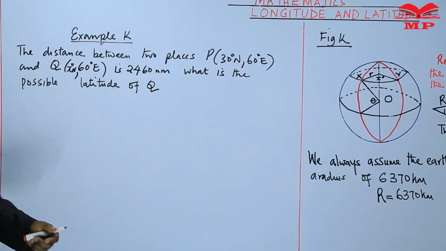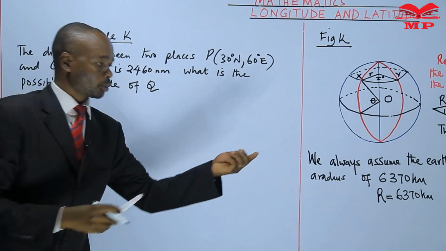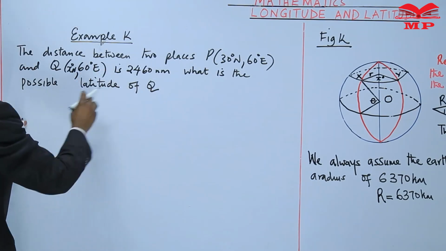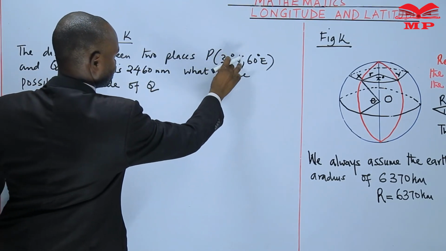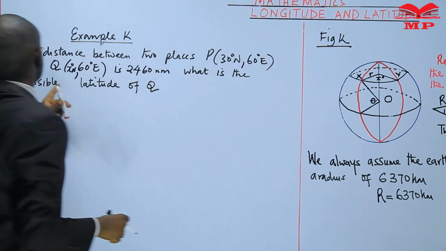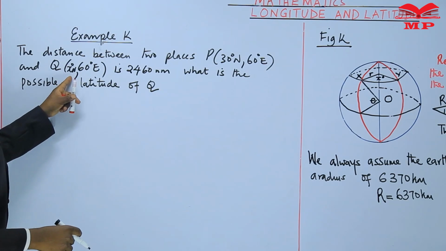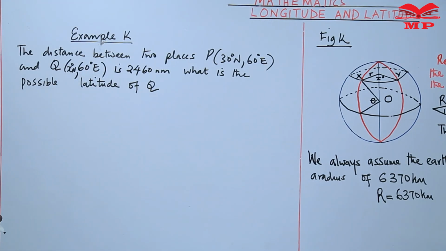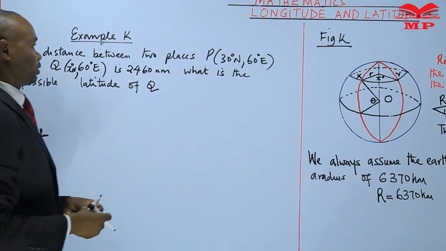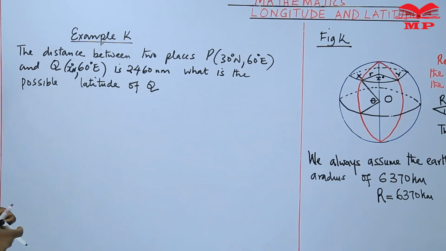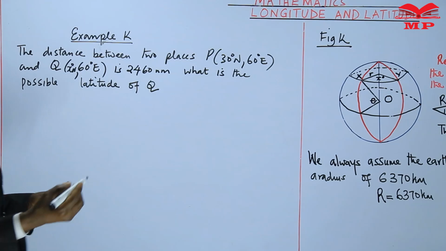So Lana, that is the example. It relates to what we've been doing. The distance between two places, P, on latitude 30 degrees north and 60 degrees east, and Q, x degrees north, 60 degrees east, is 2,460 nautical miles. What is the possible latitude of Q?